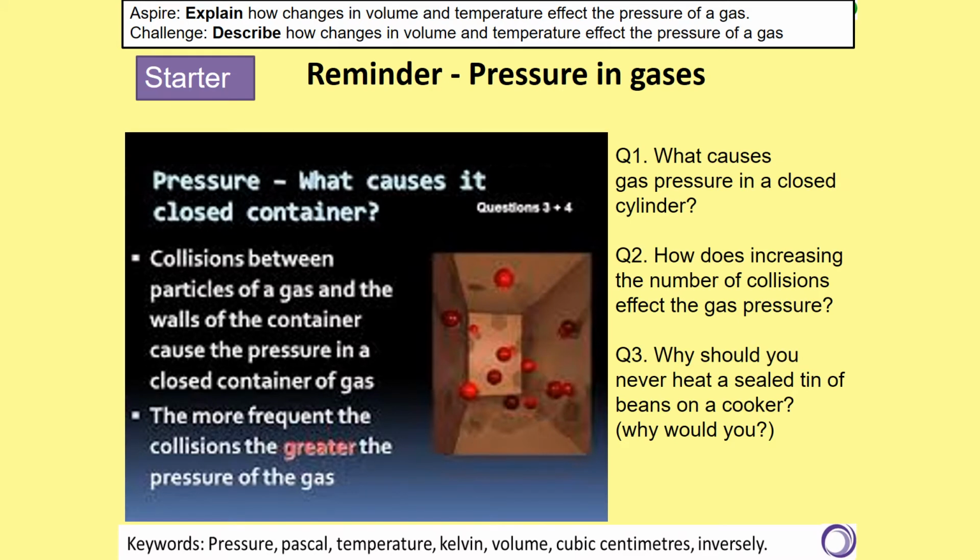So what causes pressure? This is just a bit of a recap from last lesson. What causes the pressure in a closed system? How does increasing the number of collisions affect the pressure? And then why should you never heat a sealed tin of beans in a cooker?